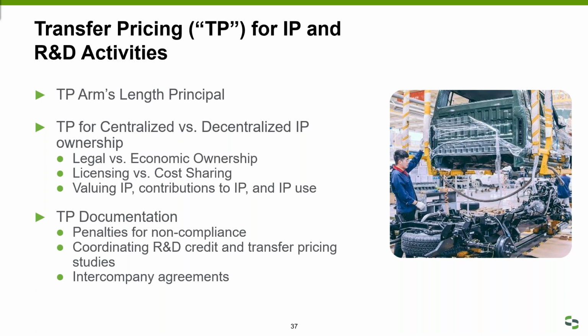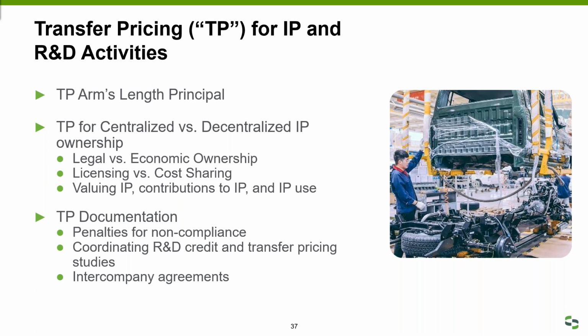And then the idea, for many of you out there, of whether your IP should be centralized in one country. Should you decentralize your IP? And what does that mean? We'll walk through the legal and economic ownership of it. Should you license the IP or should you share cost? All of those things are important considerations, and those are all transfer pricing considerations and how you should develop your IP.